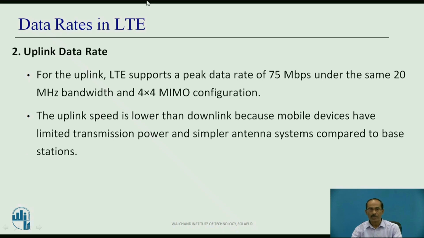Second one, uplink data rate. For the uplink, LTE supports a peak data rate of 75 Mbps under the same 20 MHz bandwidth and 4x4 MIMO configuration. The uplink speed is lower than downlink because mobile devices have limited transmission power and simple antenna systems compared to base stations.